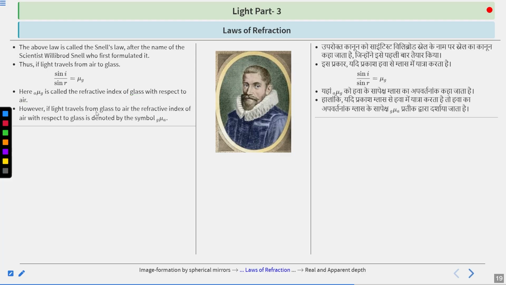However, if the light travels from glass to air, the refractive index of air with respect to the glass is denoted by g mu a. Okay, this symbol.